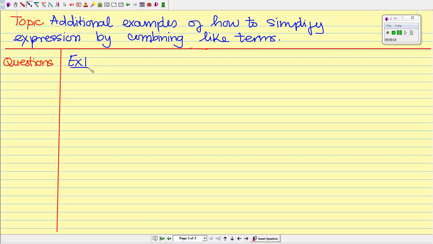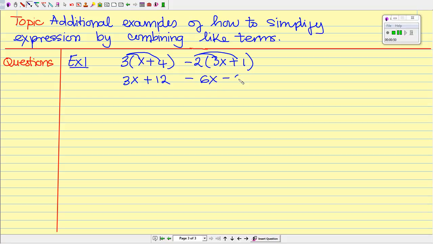Given this expression, 3 times (x plus 4) minus 2 times (3x plus 1). The first step we are going to do is distribute the 3 and distribute the negative 2 to remove the parentheses. What we apply right here is called the distributive property. So that will give us 3x plus 12 minus 6x minus 2.